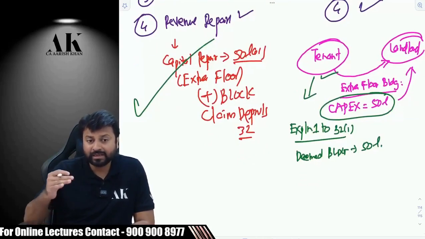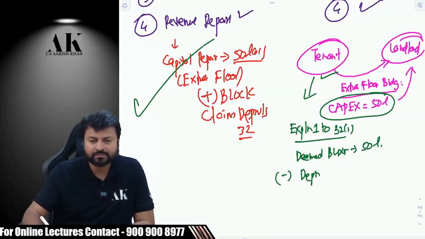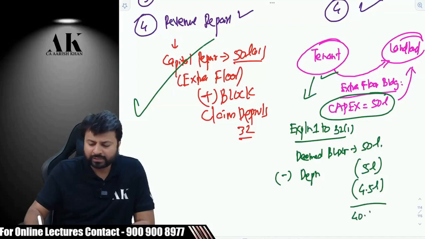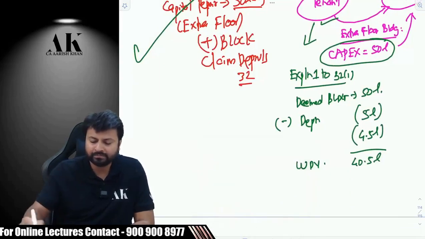Now just listen, I am going in future. First year I will claim depreciation. How much? 5 rupees. Okay. Second year I will claim depreciation. How much? 4.5. Right. Now after 2 years, for example, the value of the asset WDV is 40.5 lakhs. Listen carefully here now. Real catch starts now.